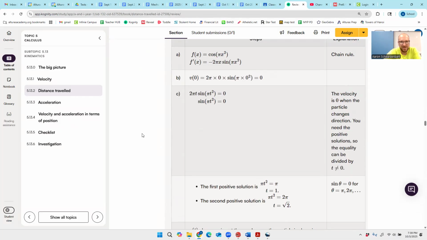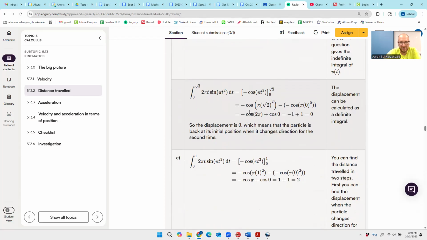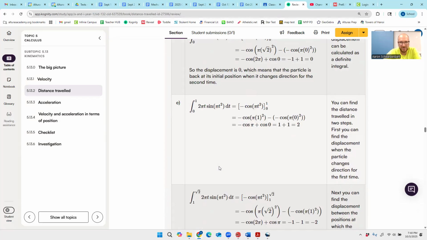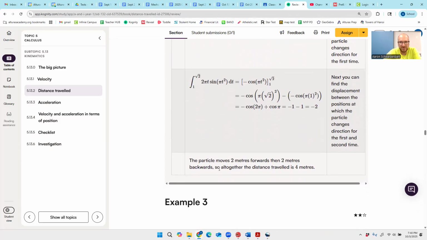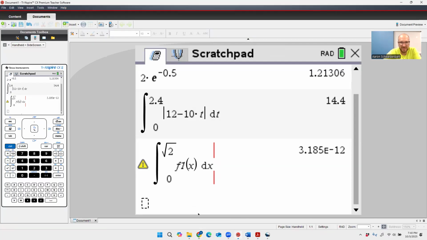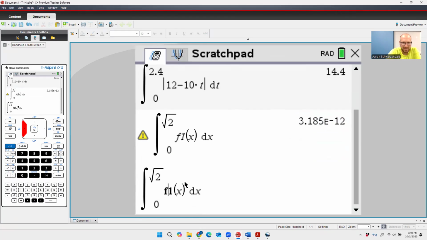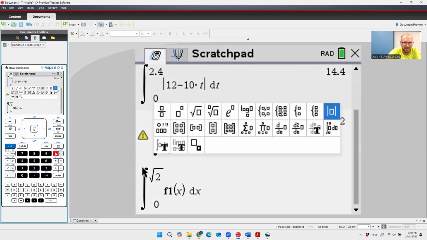It is: find the distance traveled by the particle from its initial position until it changes direction for the second time. Again, they did this way too hard. So the answer we're looking for is 2. So I'm going to use the calculator again. I will copy and paste, but I'm going to insert an absolute value here.